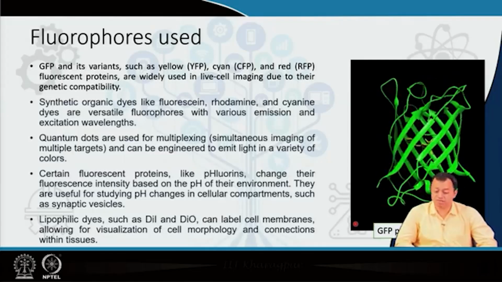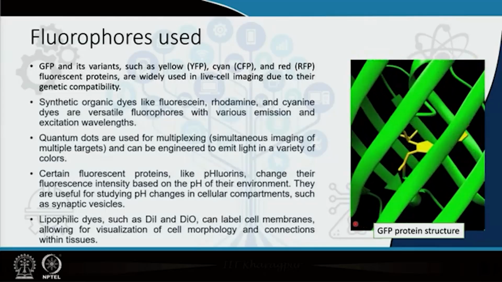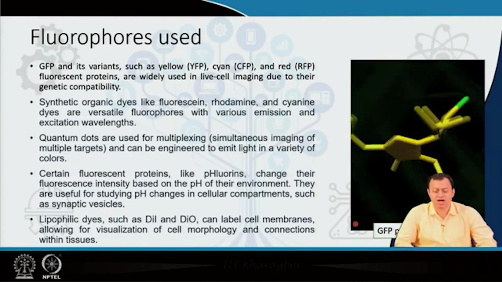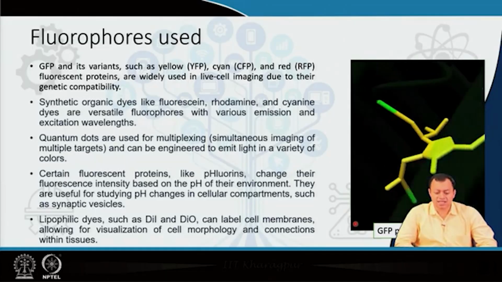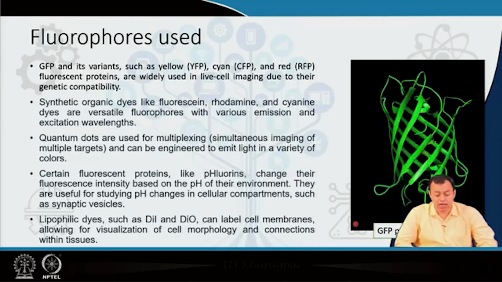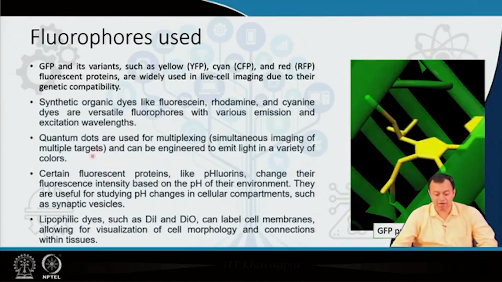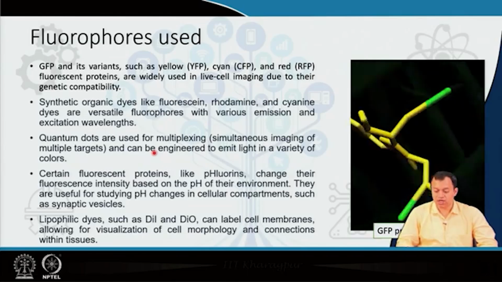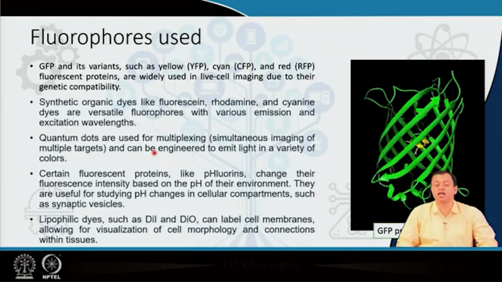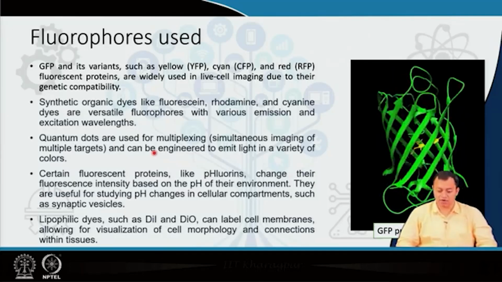So, what are the fluorophores used? The present fluorophore is obviously GFP, green fluorescent protein. There are other yellow fluorescent protein, cyan and red. Synthetic organic dyes like fluorescein, rhodamine, and obviously these days quantum dots. We are using silver nanoparticles, but several other proteins are used as fluorophores that could be utilized to label or attach to specific areas within the cell, within the bacteria, within the virus, and then slice by slice we are getting information out of it.